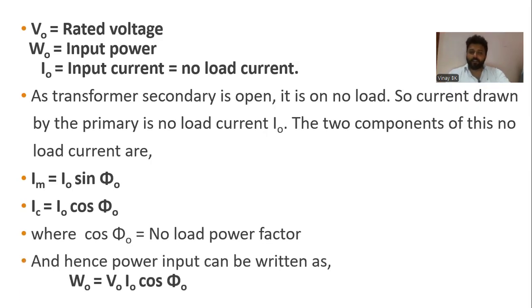Okay, so we can observe the input power W naught for a single phase transformer is given by V naught I naught cos phi naught. With the help of this, you will get the value of cos phi naught or phi naught, because W naught, V naught, I naught you will get from the readings. With the help of that, you will calculate phi naught. Substitute I naught here, and you will get the value of IM and IC. That's it.